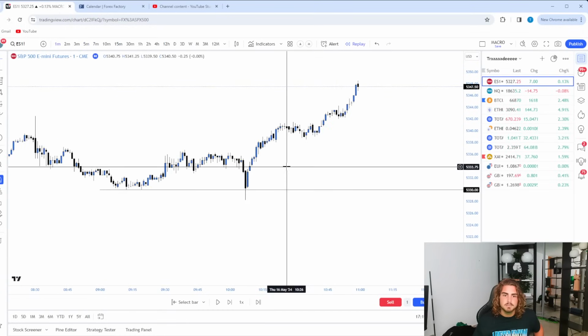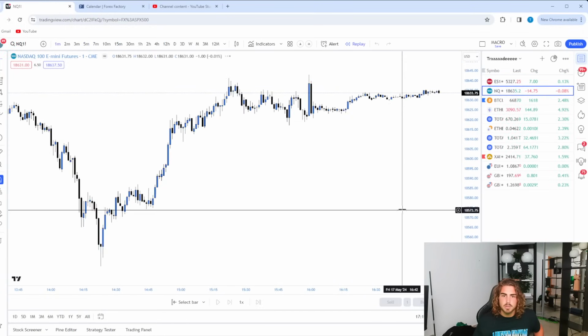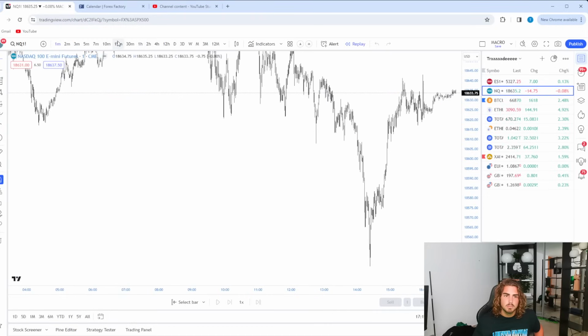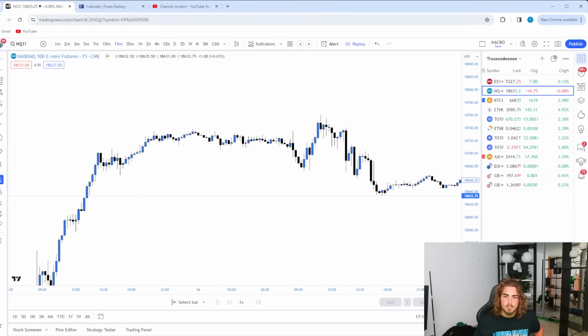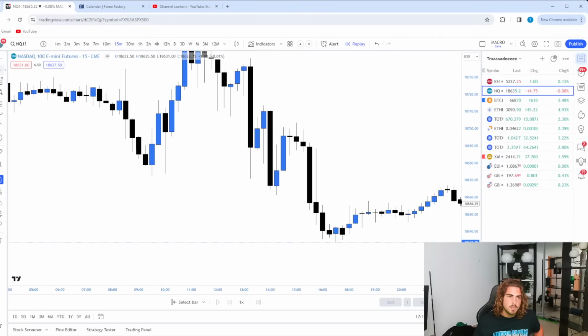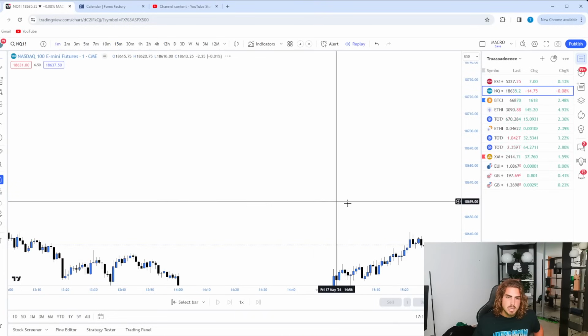Okay, let's say that. Here, I'll show the one on NQ. ES, we had the sweep. NQ, we had SMT divergence right here. Scale into the 1 minute.